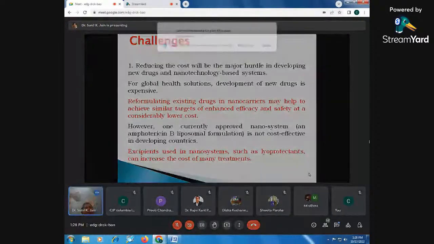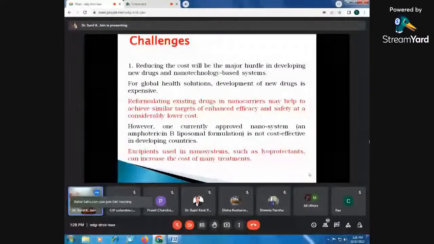The next point is reducing the cost. Definitely the cost will be more if you develop new drugs, and also if they are nanotechnology-based products, developing countries will not be able to cope with that condition. So the solution may be that we can use existing drugs and formulate them as nanocarriers. The cost of existing drugs is very low, so you can reduce the cost. But if you use newer drugs, the cost of the drug moiety itself is very high, and if you develop it as a nanocarrier, the cost of the whole form is higher. So reformulating existing drugs in nanocarriers is one opportunity.